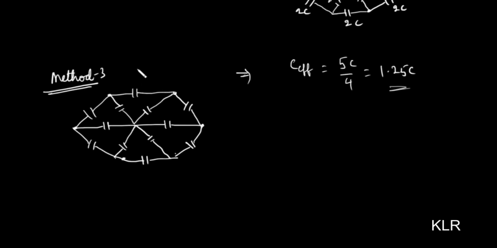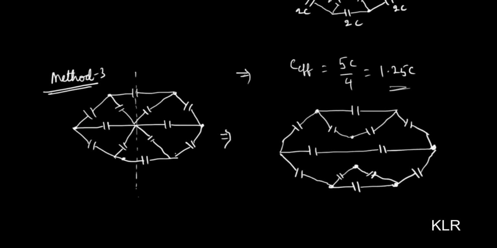Now there is another method. In this method, this is exactly a similar mirror image. So you can place a mirror over here, so it looks like an image. So you can use vertical symmetry. You can remove this connection here and remove this connection over here. So that will reduce it to this. This is vertical symmetry.